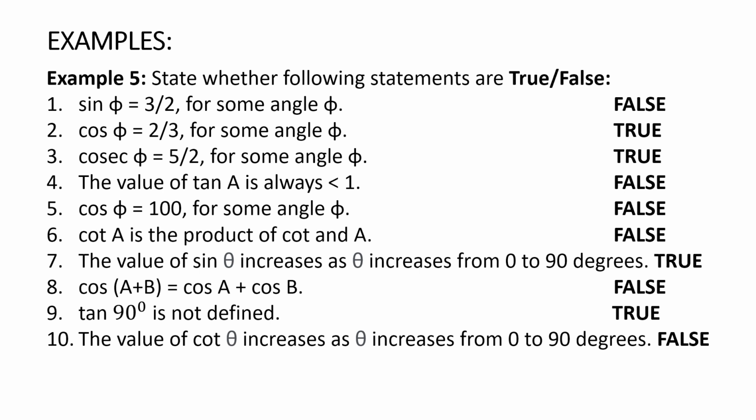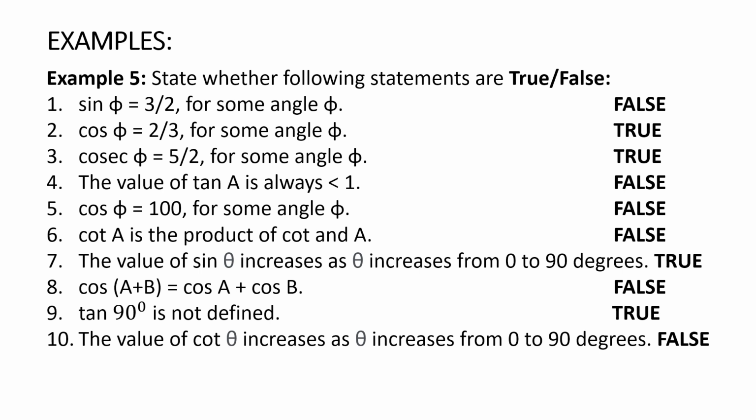So even for cos it will stand false. Next is cos phi is 2/3 for some angle phi. This can be true. The reason is because its value is less than 1. Cosec phi is 5/2 for some angle phi. What is cosec? Cosec is 1 upon sine. Since sine is less than 1, 1 upon sine will be greater than 1. So cosec phi 5/2 is possible.